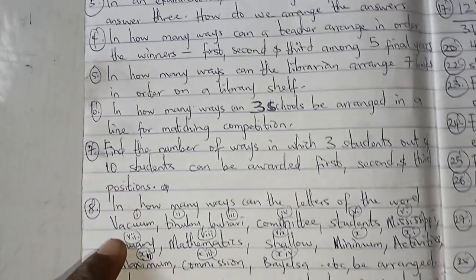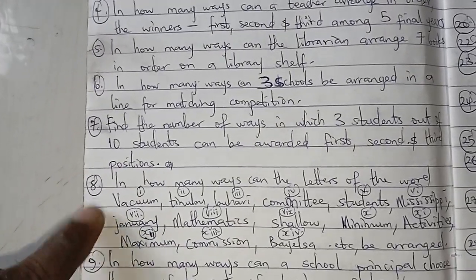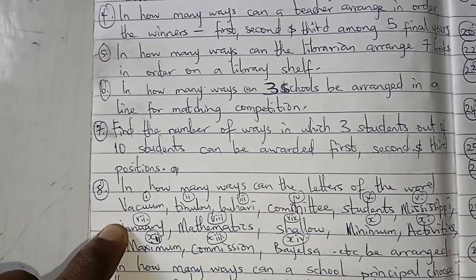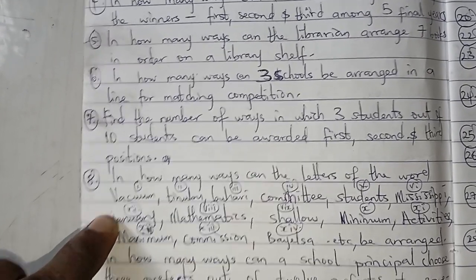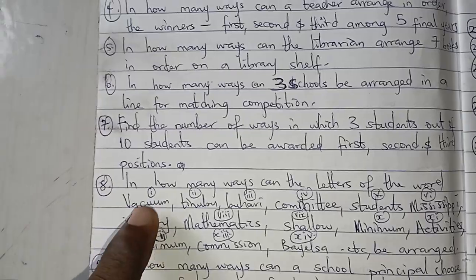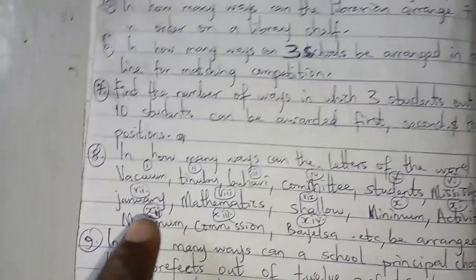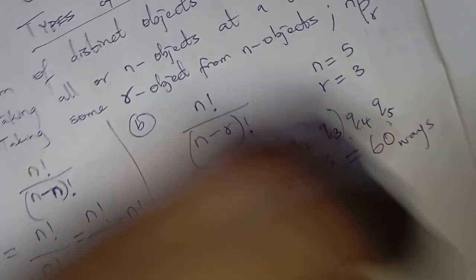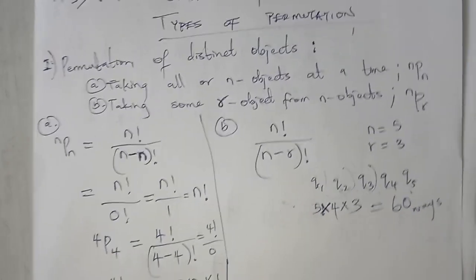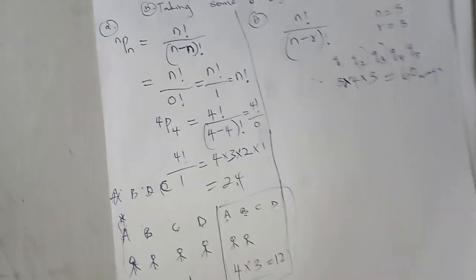Now that you know this, let's move to number 8. You look at number 8, you see that number 8 is not in the category of this type of permutation. So let's move to the second type of permutation, because we are done with permutation that has to do with distinct objects. This question number 8 has to do with identical objects. So the second type of permutation you need to know is what we call permutation of identical objects. So that is number 2. Let me do this here.